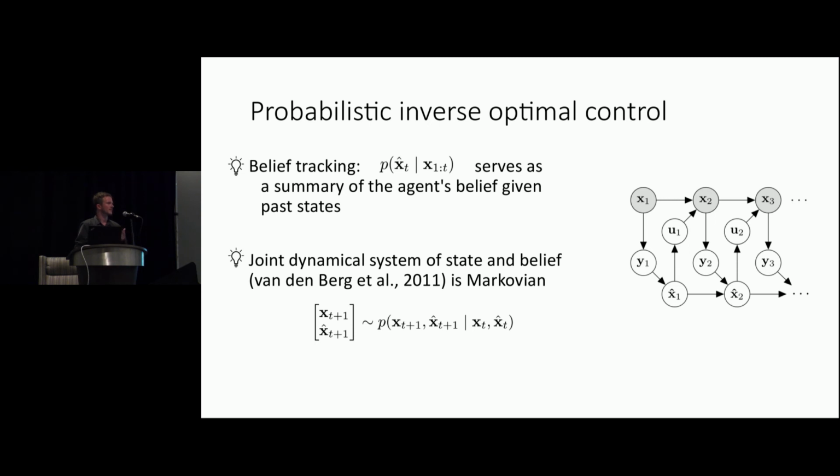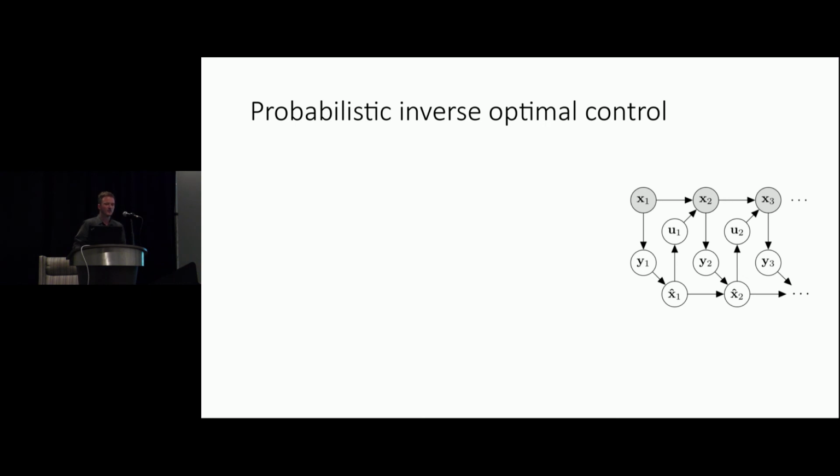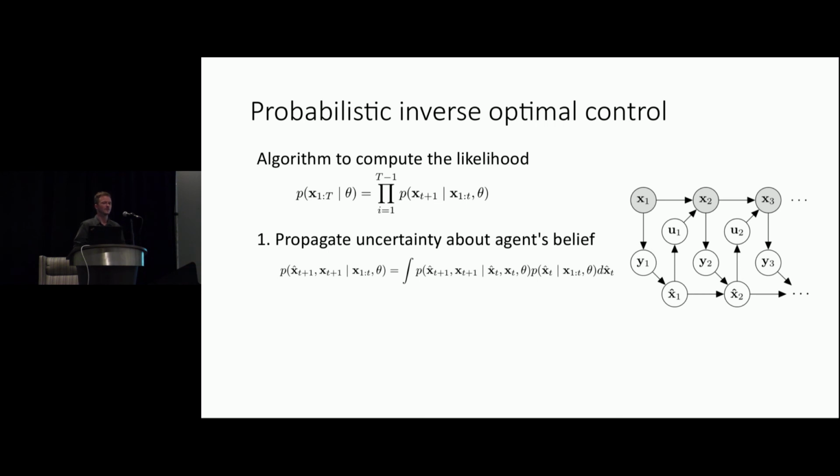And this is an idea that I got from this cool robotics paper by Van den Berg et al. So you can see that the joint dynamical system of these states and these internal estimates is actually Markovian, so they only depend on the previous state and the previous estimate. So I used these two insights to come up with an algorithm for inverse optimal control in a probabilistic setting. This algorithm helps us compute the likelihood function by iterating through these three steps.